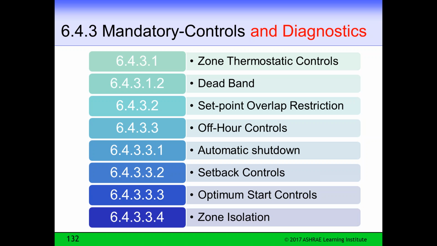Now we're going to go still in the mandatory section, but we're going to spend a little bit of time in controls and diagnostics. The first thing is, here's a table that tells you what the mandatory control requirements are, so you can find them fast. Zone thermostatic controls, deadband, set point overlap restrictions, off-hour controls, automatic shutdown, setback controls, optimum start controls, and zone isolation.